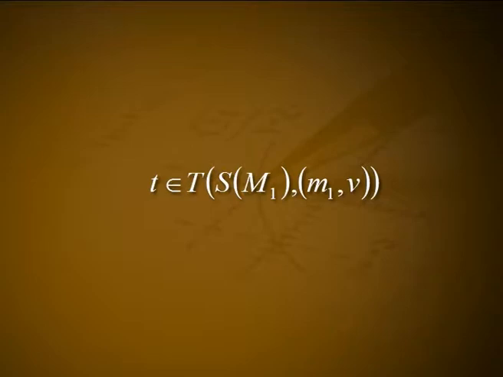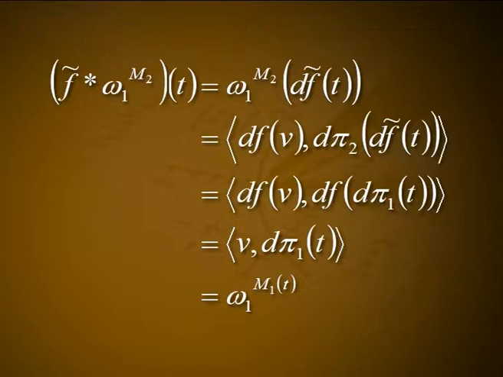Second one, f tilde preserves the forms omega 1, omega 2 and psi, where psi is the one form of the Riemannian connection. For if T is an element of T_(m1,v) S(M1), then f tilde star omega 1 raised to M2 of T is equal to omega 1 raised to M2 of d f tilde of T, that is equal to the inner product <df v, d pi 2 df tilde T>, which is equal to the inner product <df v, df d pi 1 T>, which is equal to the inner product <v, d pi 1 T>, which is equal to omega 1 raised to M1 of T. That is, f tilde star omega 1 raised to M2 is equal to omega 1 raised to M1. Similarly, f tilde star omega 2 raised to M2 is equal to omega 2 raised to M1.